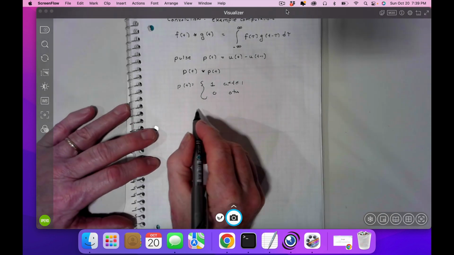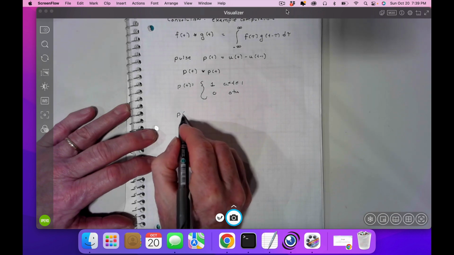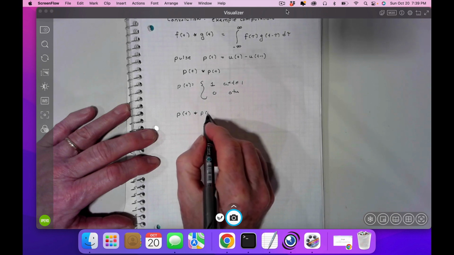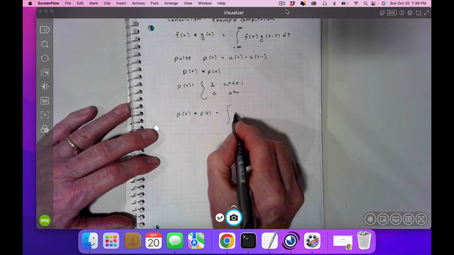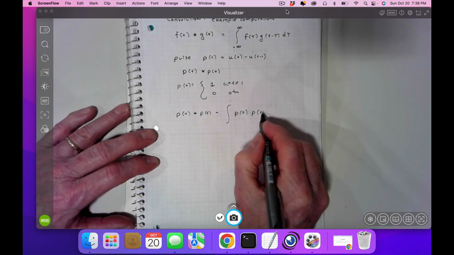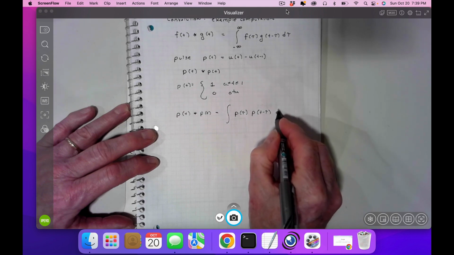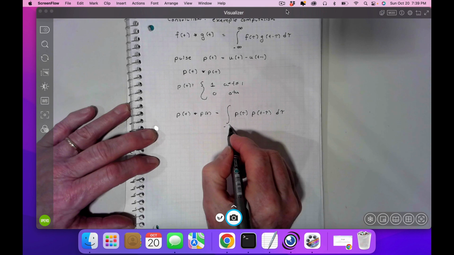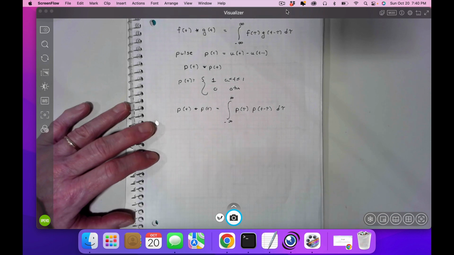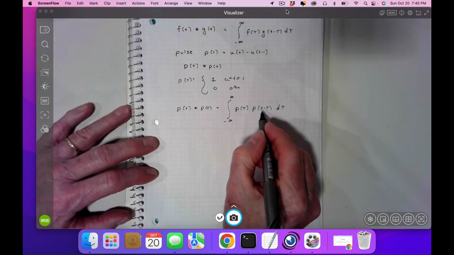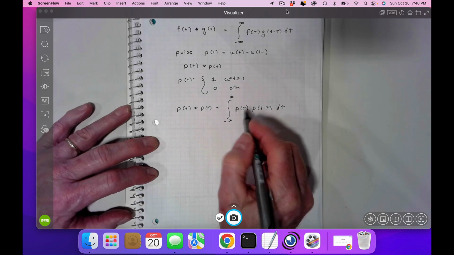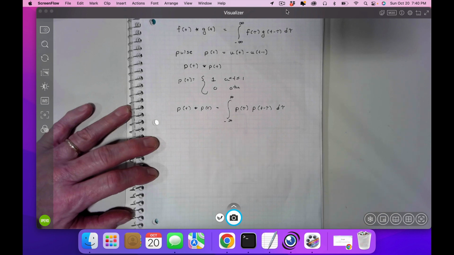So what we're going to look at is p of t convolved with itself. We'll write it like this. It's the integral of p of tau times p of t minus tau d tau from minus infinity to infinity. And both these functions only take on the value of either 0 or 1. So let's take a closer look at what this p of t minus tau is. What you're doing is you're taking the product of these two functions and then computing the area under that product.